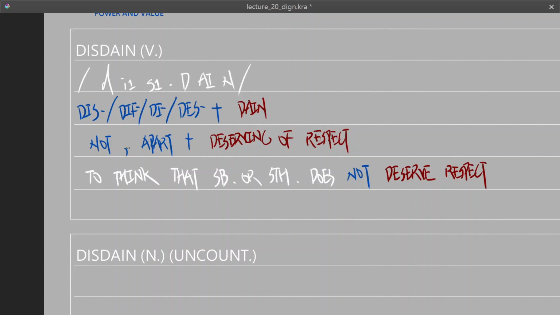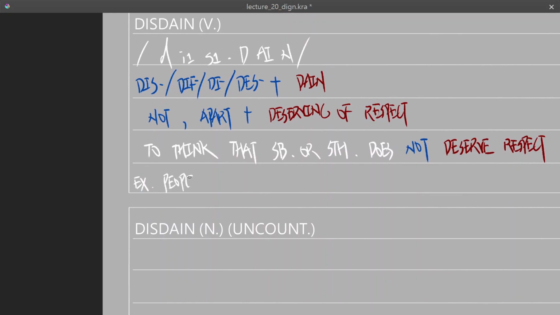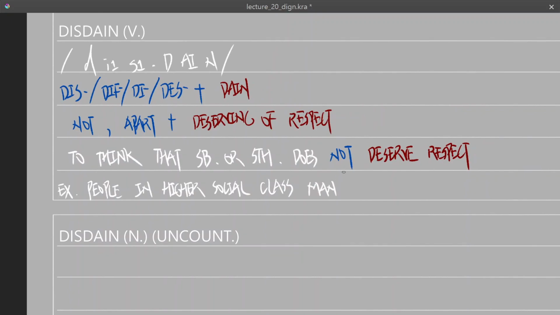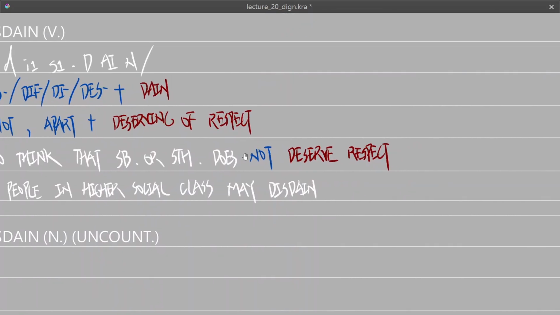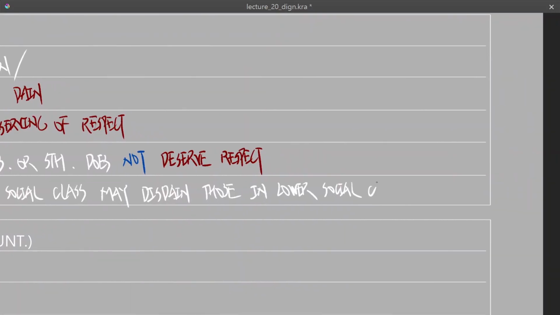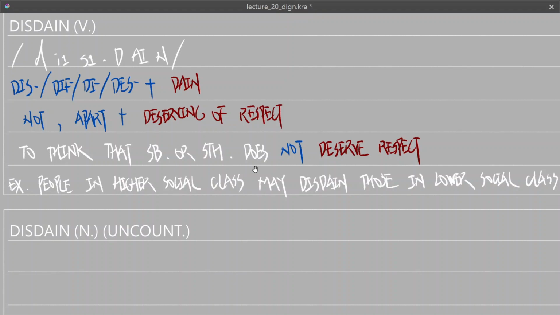Disdain. So, for example, we could say people in higher social class may disdain those in lower social class.